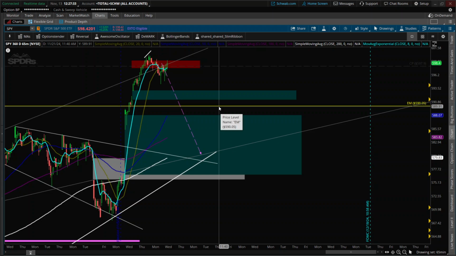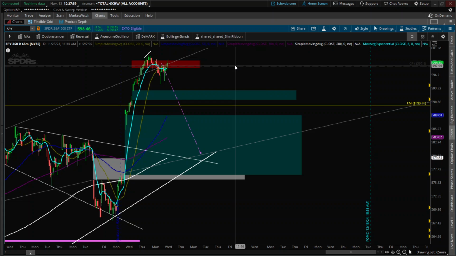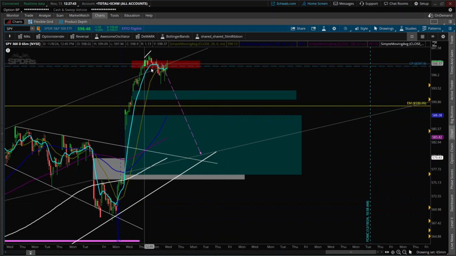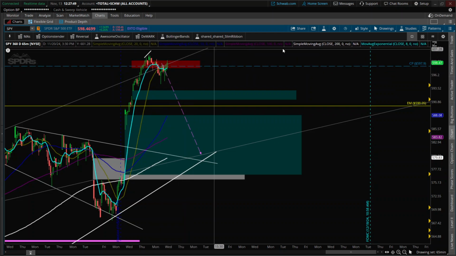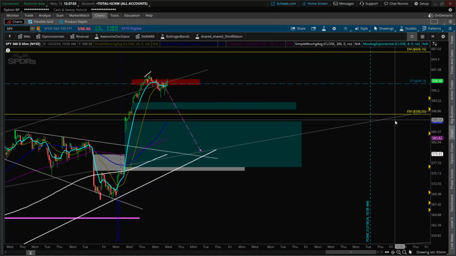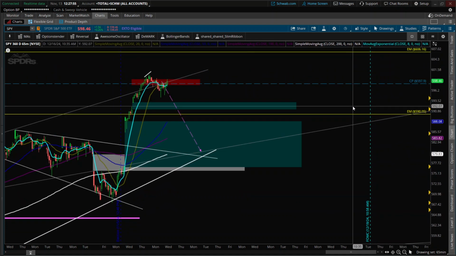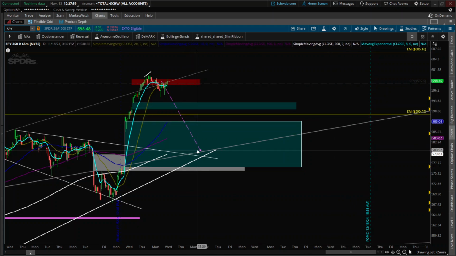So we're messing around with the options expected move right now. We have gone nowhere. This is where the closing price was from the week before. We're just oscillating around it, and it's very likely that we'll hit either the top options expected move or the bottom. I obviously am looking for the bottom, and if you exceed that, price can accelerate.